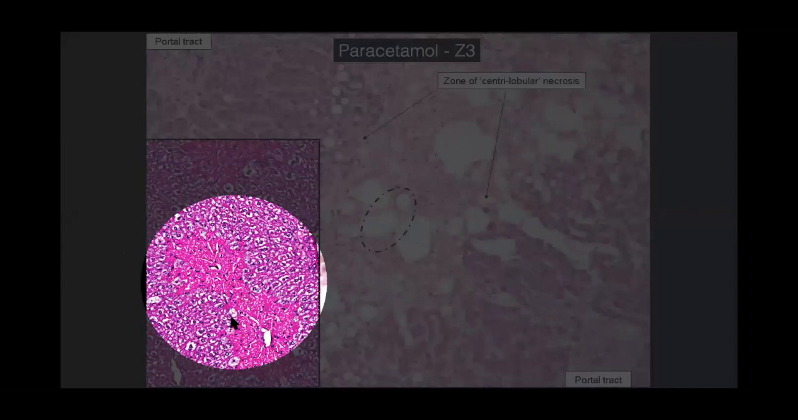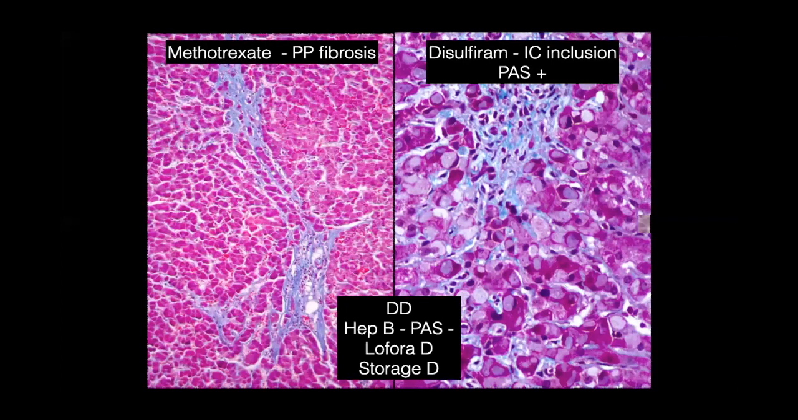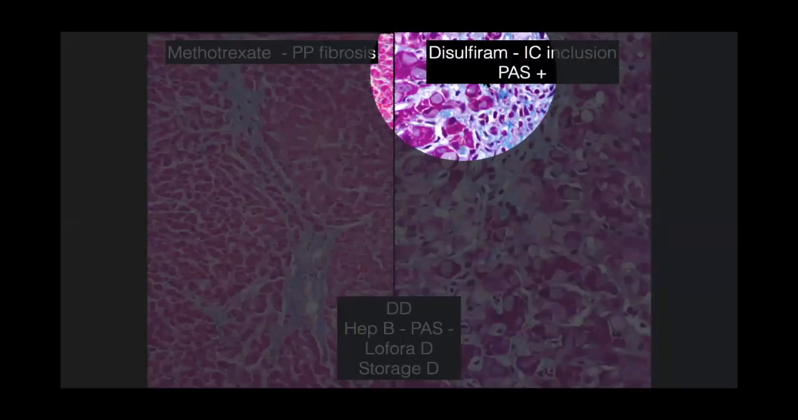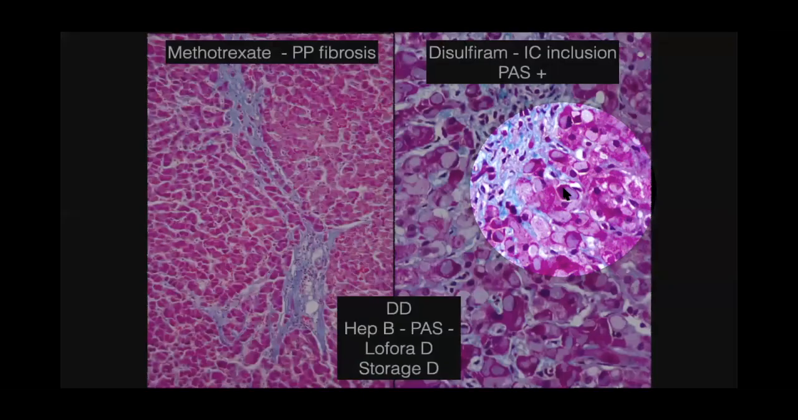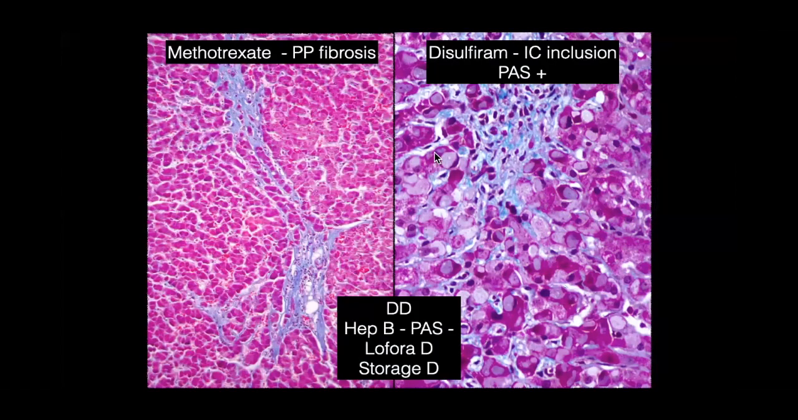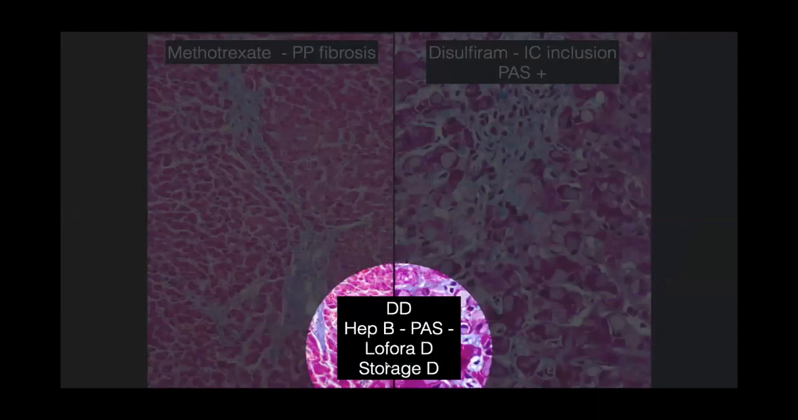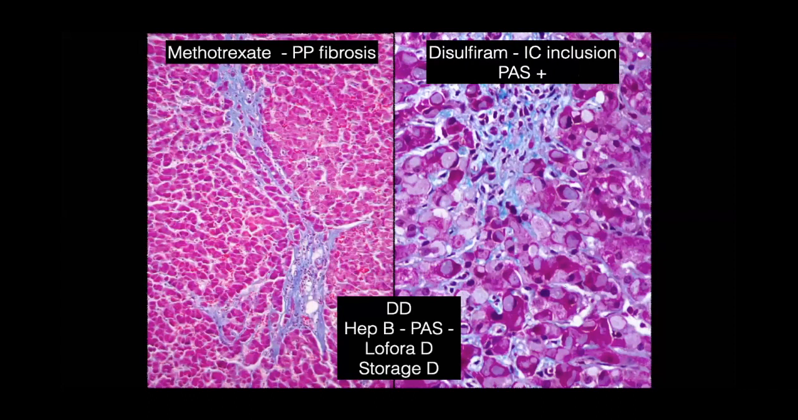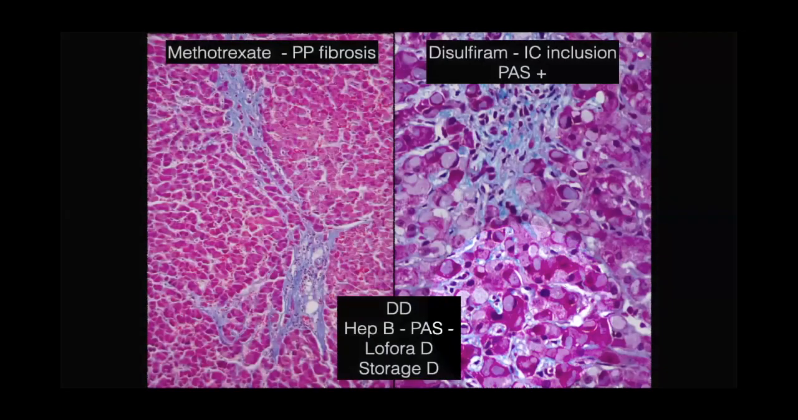In this picture, you can very nicely see necrosis around the zone 3. This is methotrexate producing fibrosis. This is disulfiram producing intracytoplasmic PAS positive inclusions. And it will have a ground glass appearance, and as you know already, the ground glass appearance is the differential diagnosis for hepatitis B, Lafora disease, and storage disease. Please remember disulfiram that can also produce intracytoplasmic PAS positive inclusions.